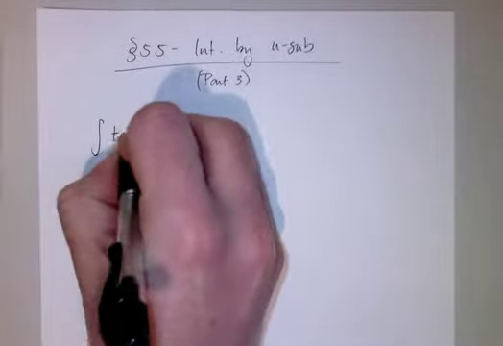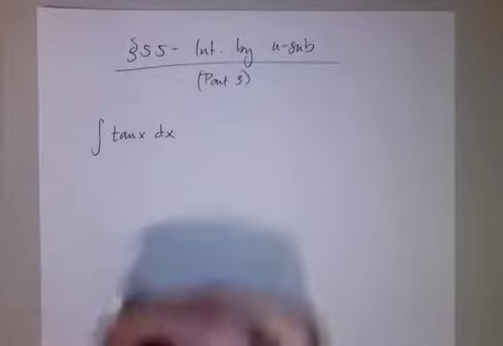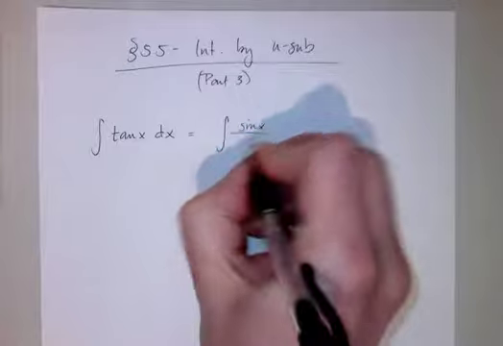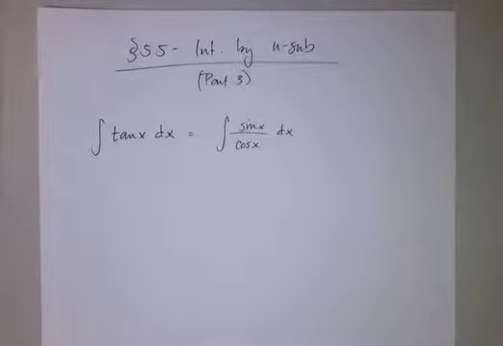Okay, so let's say we have tangent x dx. Where's my u? Well, this is one of those times where remembering your trig would be really helpful, because you need to remember that tangent is sine over cosine. Now, that is pretty helpful since cosine is the derivative of sine and negative sine is the derivative of cosine.